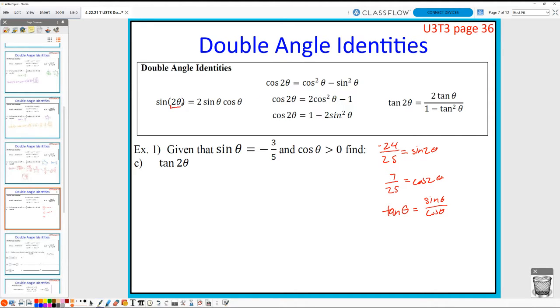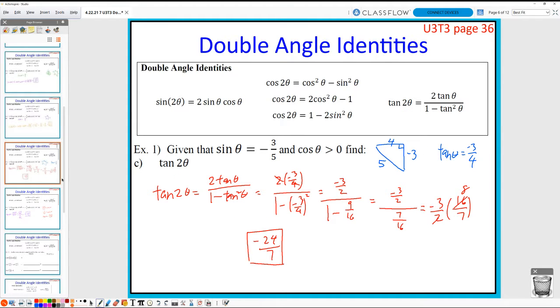Well, this 2 theta doesn't change anything. Like, all these 2 thetas don't change anything. It's just an angle measurement. So really, tan of 2 theta is the same thing as sine of 2 theta over cosine of 2 theta, which in this case I know is negative 24 over 25 divided by 7 over 25. My 25s are going to cancel out. I get negative 24 over 7, which is exactly what I have here as well, right?